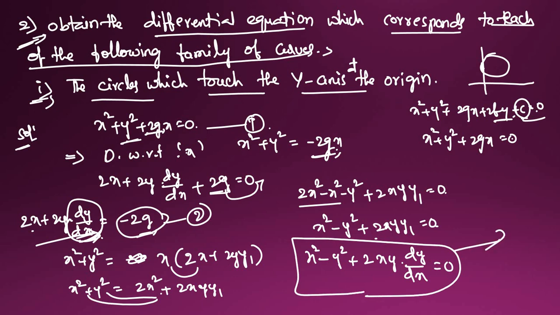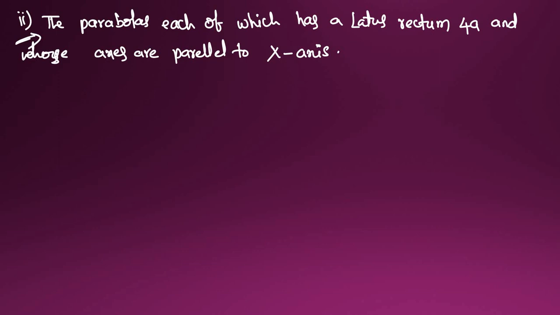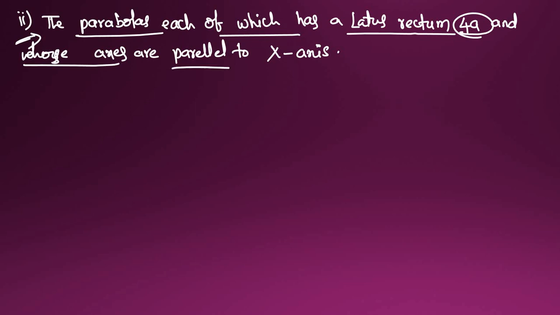Now moving to the next question, the second one. The second question is: given the parabolas, each of which has a latus rectum of 4a and whose axes are parallel to the x-axis. So this is parallel to the x-axis, and this is 4a, the latus rectum. It will come like this diagram.